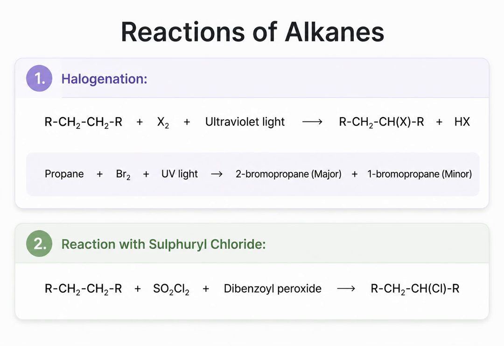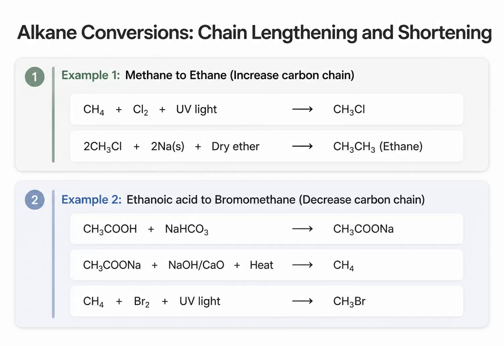Alkanes are generally unreactive, but they do undergo substitution reactions under the right conditions. When exposed to ultraviolet light, alkanes react with chlorine or bromine to form haloalkanes. In molecules with different types of hydrogen atoms, like propane, substitution at the secondary carbon is favored, making 2-bromopropane the major product. Alternatively, alkanes can be converted to alkyl chlorides using sulfuryl chloride in the presence of a dibenzoyl peroxide initiator. Let us look at how we apply these reactions in synthesis.